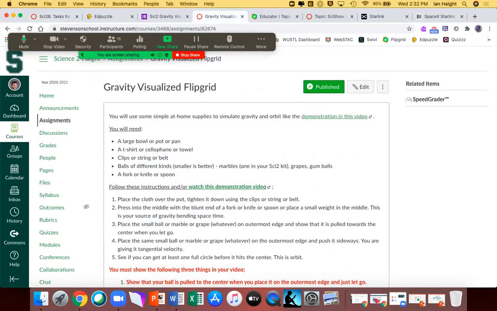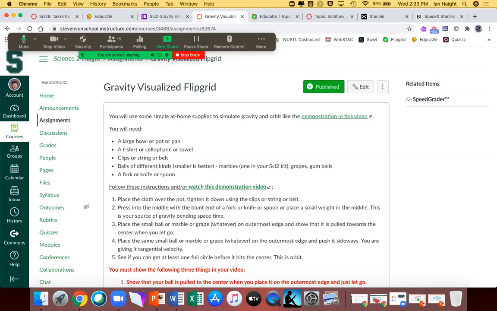You're going to need a large bowl or pan or pot or something like that that's large and round. You'll need a t-shirt or a cellophane wrap or a towel, or if you have a spandex shirt, you can use that to drape over it. You'll need clips or string or a belt to tighten it down. You'll need something small that you can roll. So in your science kit, you have a little glass marble you can use as your planet. If you have something larger and heavier to put in the middle, you can.